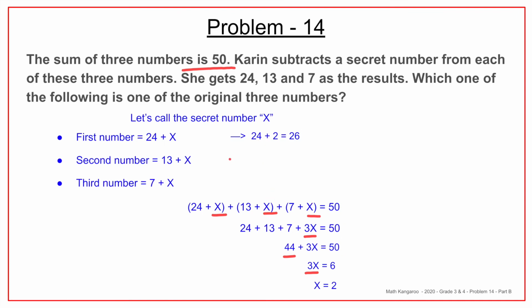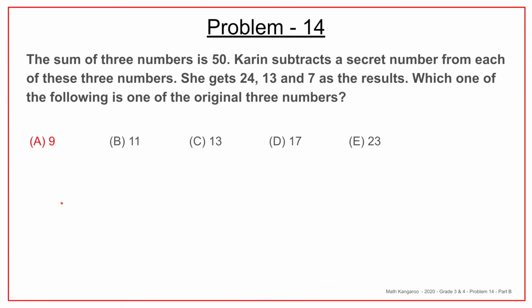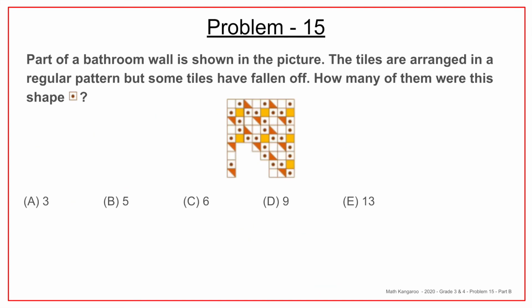Now let's add that secret number. So 24 plus 2 gives us 26. 13 plus 2 gives us 15. And 7 plus 2 gives us 9. So our numbers are 26, 15, and 9. And let's see our options. We have option A 9, B 11, 13, 17, 23. So this matches with our answer, option A. So our answer is option A, 9.